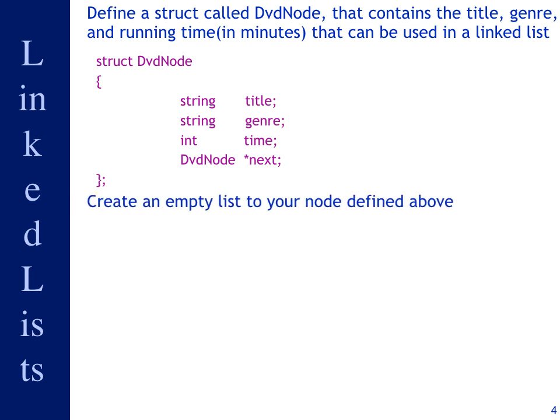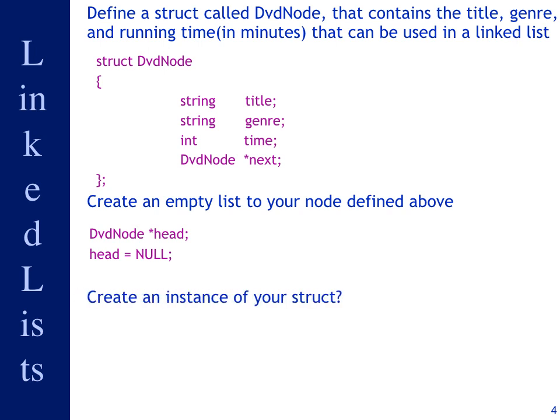So now we want to create an empty list for this node that we defined above. In order to do that, we said that we'll create a pointer of the DVD node type, and then make that equal to null. Here is the DVD node pointer head, and head is equal to null.